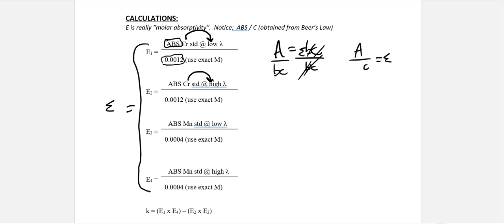So this is the molar absorptivity of manganese at the lower wavelength value, and then the molar absorptivity of manganese at the higher wavelength value. Keep in mind, molar absorptivity really has everything to do with absorbances, where these things are absorbing light energy, how are they absorbing, and how much are they absorbing, right? That's what this is all about.